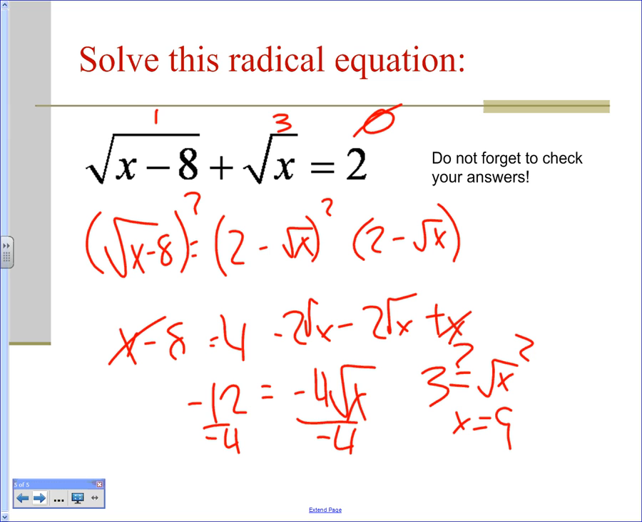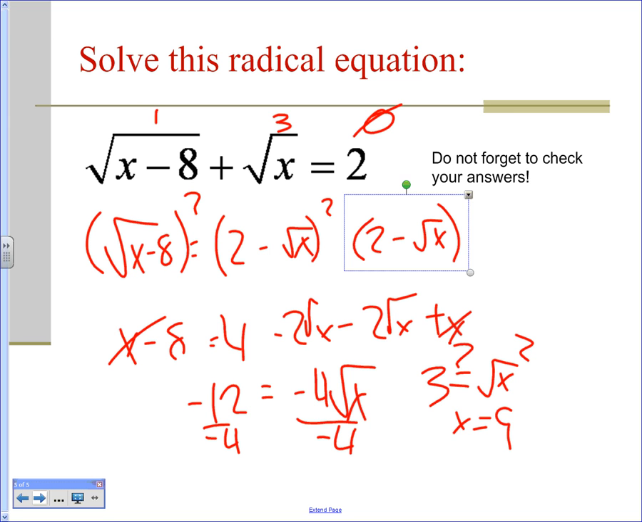No solution. Okay. Alright, so she started off by moving the square root of x over and made it negative square root of x. And then she squared both sides. Square root of x minus 8 squared is x minus 8. The square root of this, we have to FOIL. So she added a 2 minus square root of x.